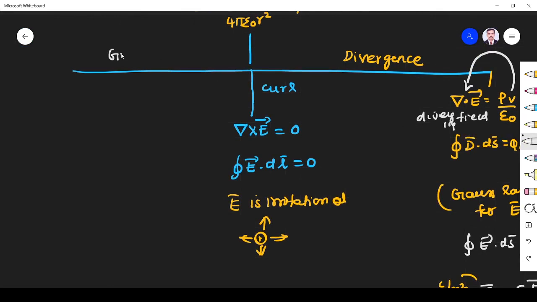So, gradient of electric field. Let us see how electric field is related to gradient. E is equal to minus del V. Right? So electric field is the negative of the potential gradient. So that is what electric field is, and that we must know about.